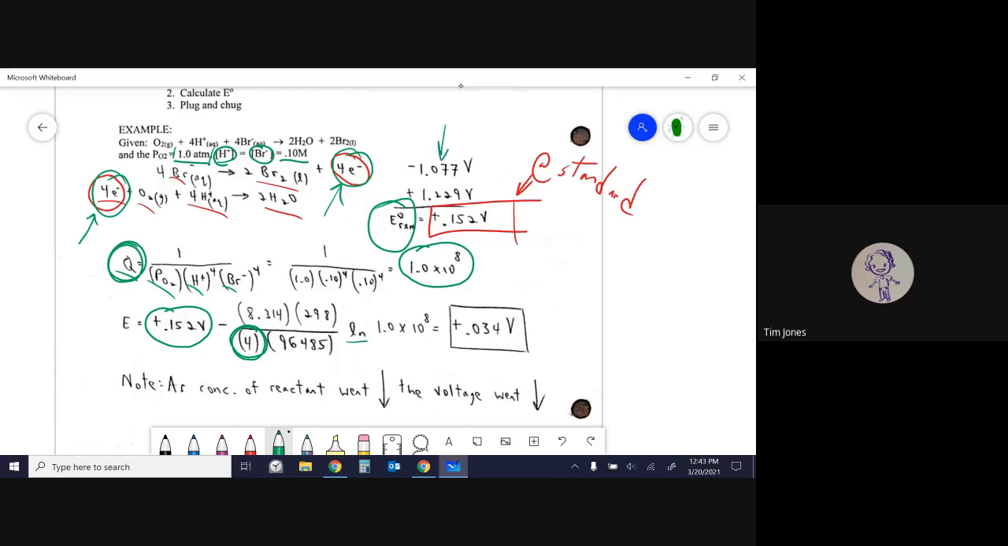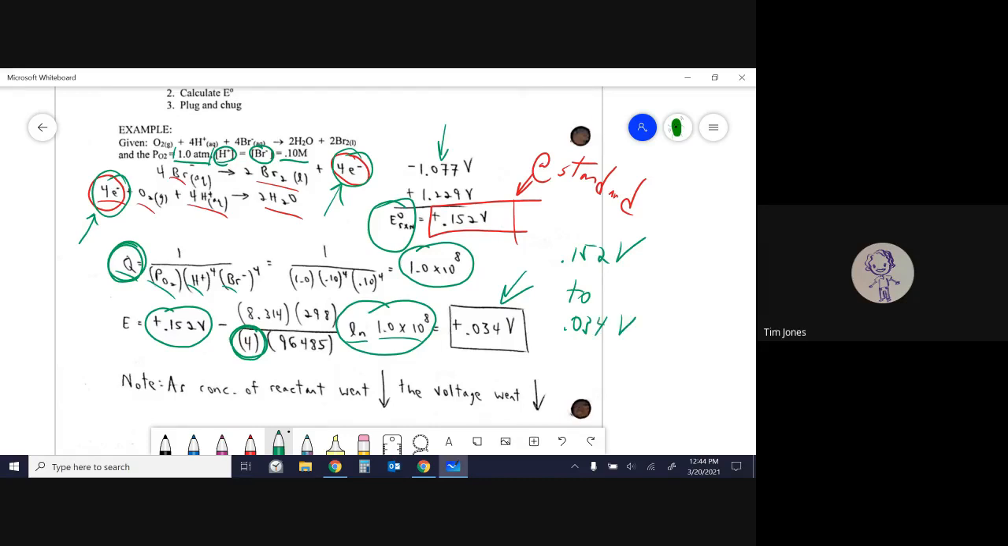And then natural log, plug in the Q, go through the math. In this case, I would do the log of this first, then all this mess in the middle, and then subtract that from the 0.152, and you get positive 0.034. So it's still spontaneous, but it's lower. It went from 0.152 volts to 0.034. So it's still spontaneous, but it's not pushing as hard.